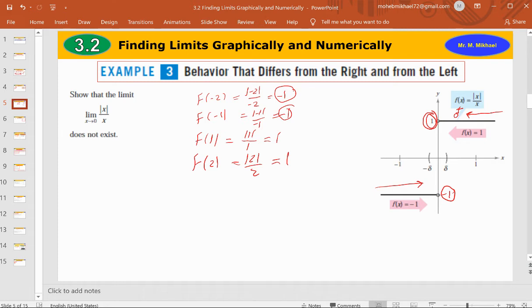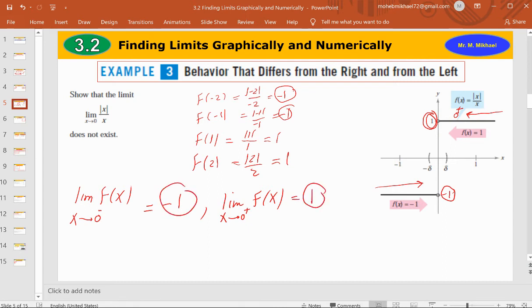So we have a problem, guys. The limit of f of x as x approaches 0 from the negative direction is equal to negative 1. But the limit of the same function f of x as x approaches 0 from the positive direction is equal to 1. Can you see that, guys? Because f of x approaches a different number from the right side of 0 than it approaches from the left side, we can conclude the following. We can conclude that the limit of the absolute value of x over x when x approaches 0 doesn't exist.